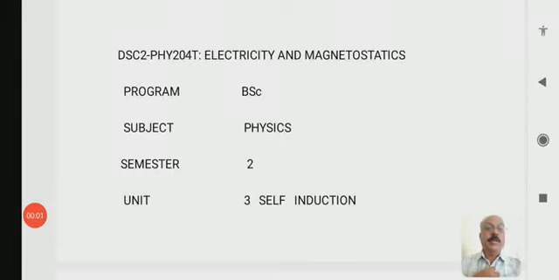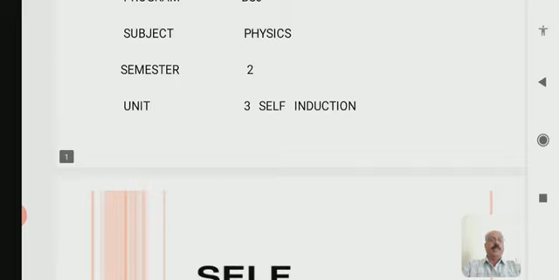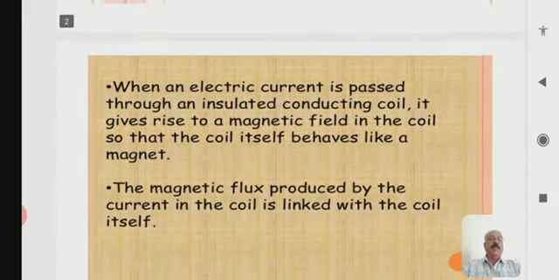Good morning, students. In the last class we discussed electromagnetic induction and the experiment to demonstrate the phenomena of electromagnetic induction, and about that experiment the laws must be studied, known as Faraday's laws of electromagnetic induction and Lenz's law. Now today we will discuss self-induction. So what is meant by self-induction?